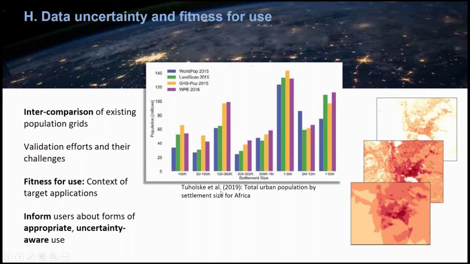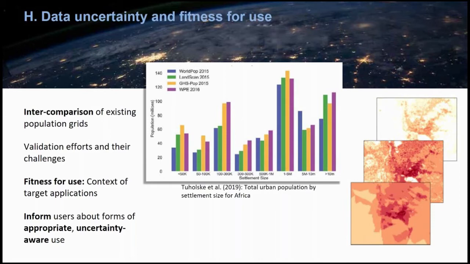Here's one example from 2019, Tatem et al., on the total population by settlement size for Africa. You can see in this case the 4 population grids that are compared here show very interesting patterns. The user, after seeing these, is then probably very interested in understanding a little bit more. Why do I see these trends? Why do I see these radical differences? And it would always be a good idea to explore some of the reasons why that might be, and which data sets seem to be an appropriate solution for your target applications and which you have to treat with a little bit more care.